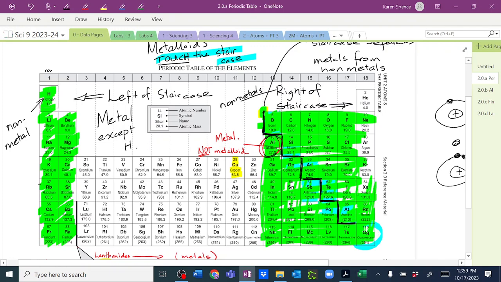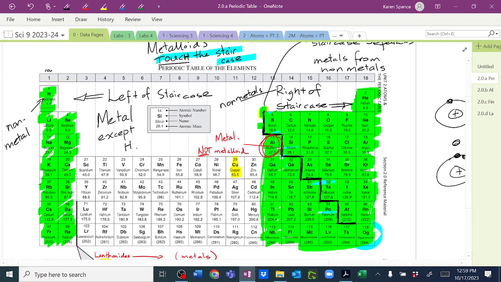So all the way over to here. Those ones that I've just shaded in green, those are your main group elements. It's all the things in the main body except for the transition metals. So it's all the elements in the main body of the periodic table except for the transition metals.